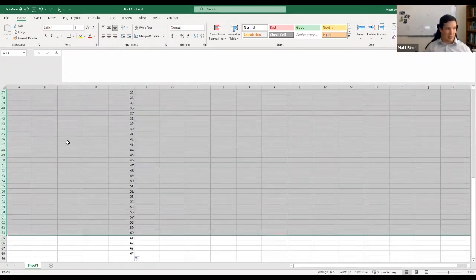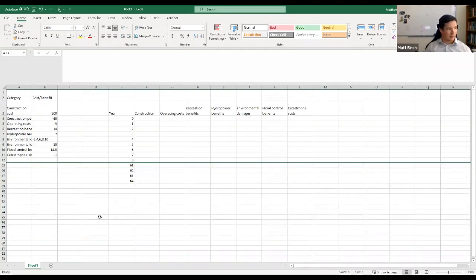Personal preference. It'll be easier to read this way. Highlight a bunch of rows, hide them. Okay. So we see the beginning of what it looks like and then skip and we see the end.